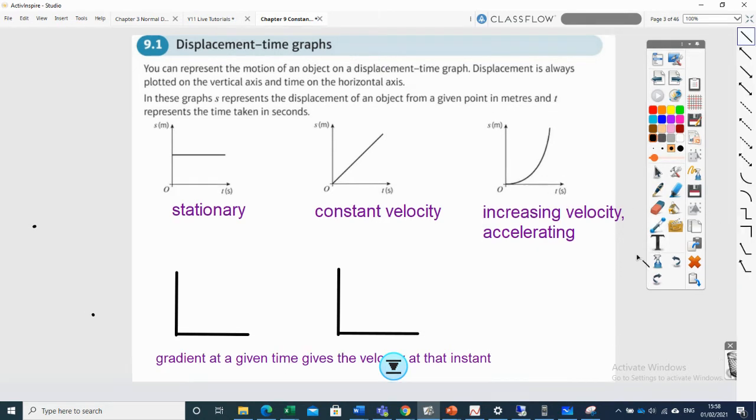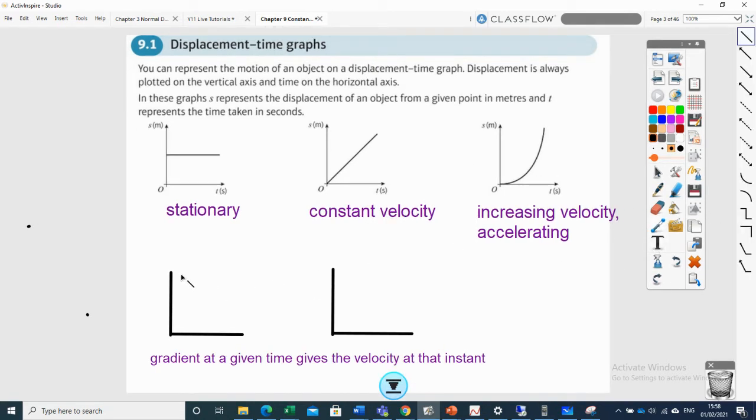A couple of other things which are not in the textbook but are very important. Notice this has got a positive gradient. Basically what we're saying here is the gradient of the line gives the velocity at that instant.